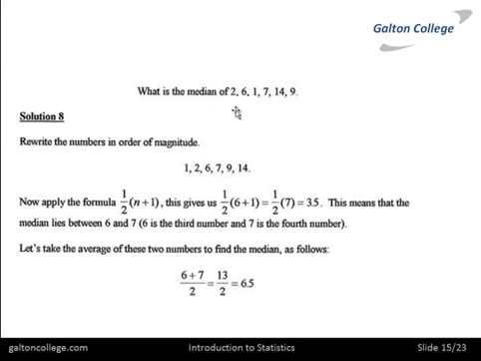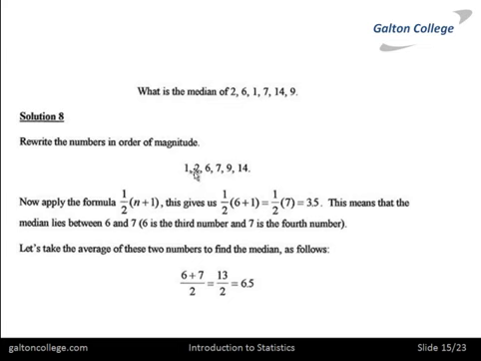What's the median of 2, 6, 1, 7, 14 and 9? Write it down in order of magnitude. There. We have our formula. So we've got 1, 2, 3, 4. We've got 6 numbers. So it's 6 plus 1, which is 7. A half of 7 is 3.5.